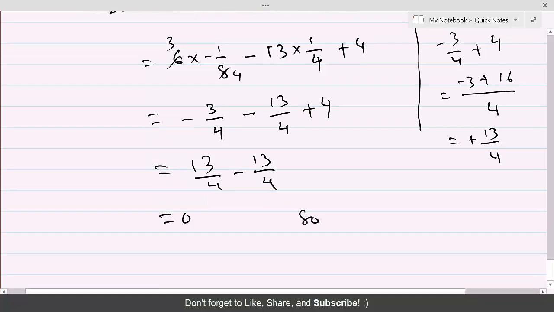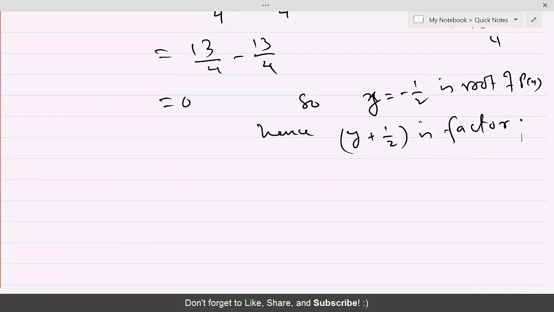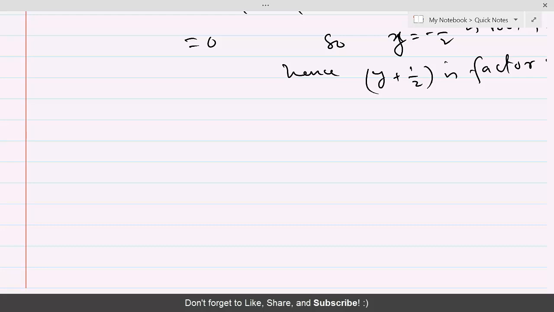So x equal to minus 1 by 2 is a root of P(y), and because the variable given is y, y plus 1 by 2 is a factor. And now we are going to look for the last factor, and that last root is plus 2 over 3.